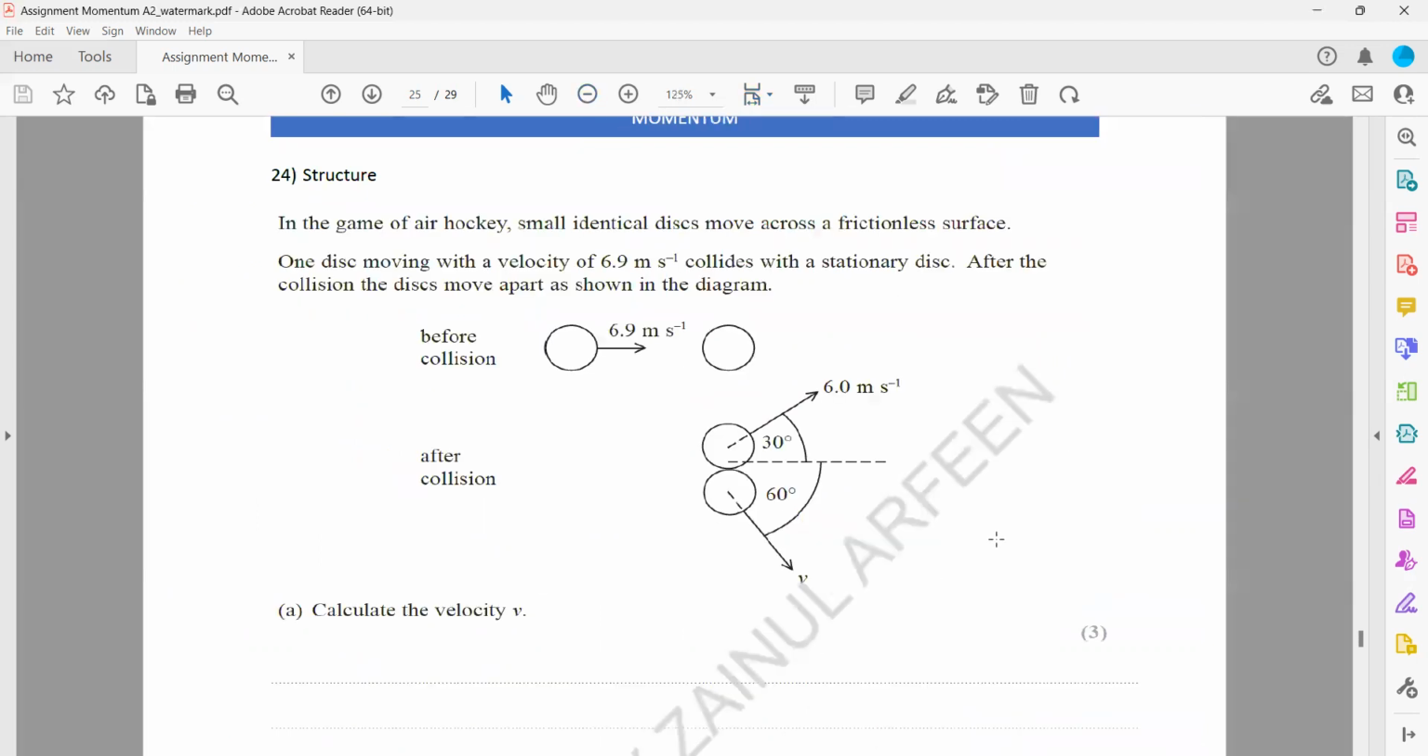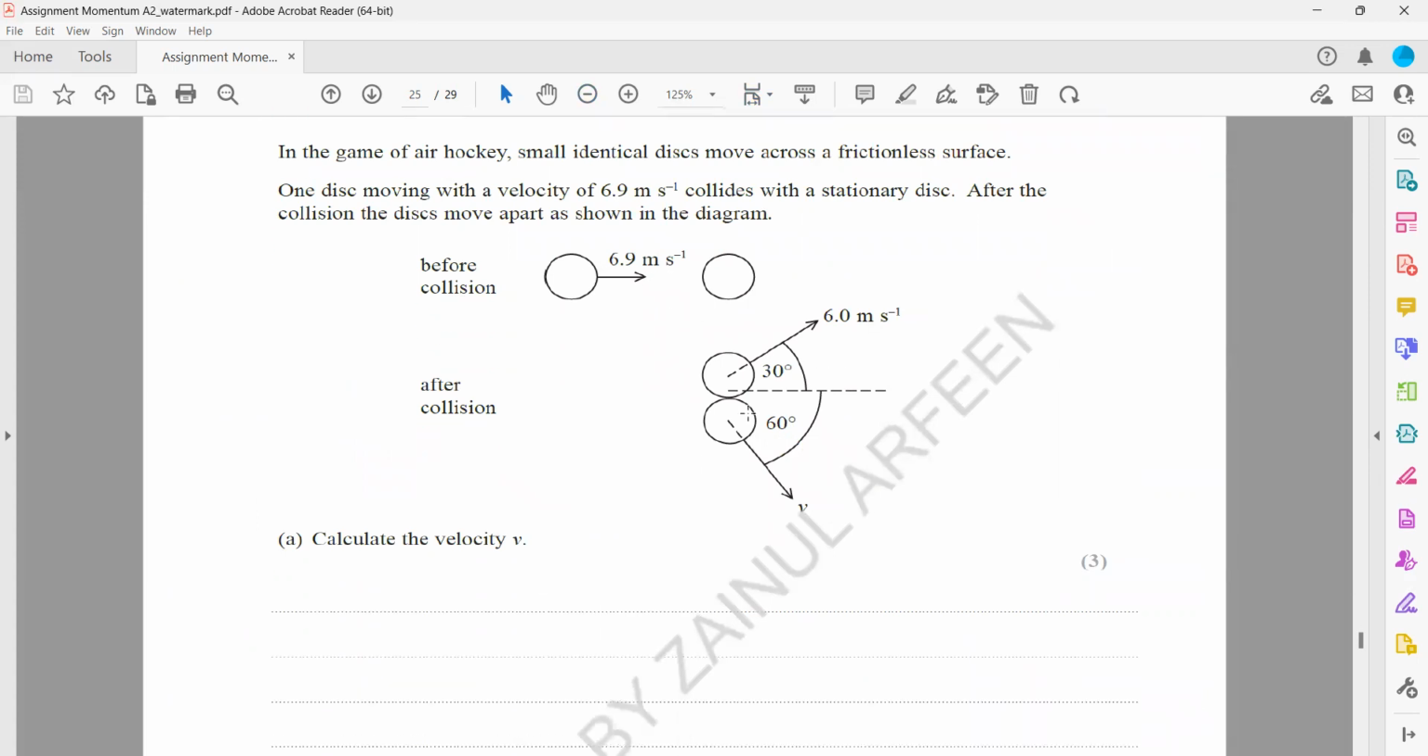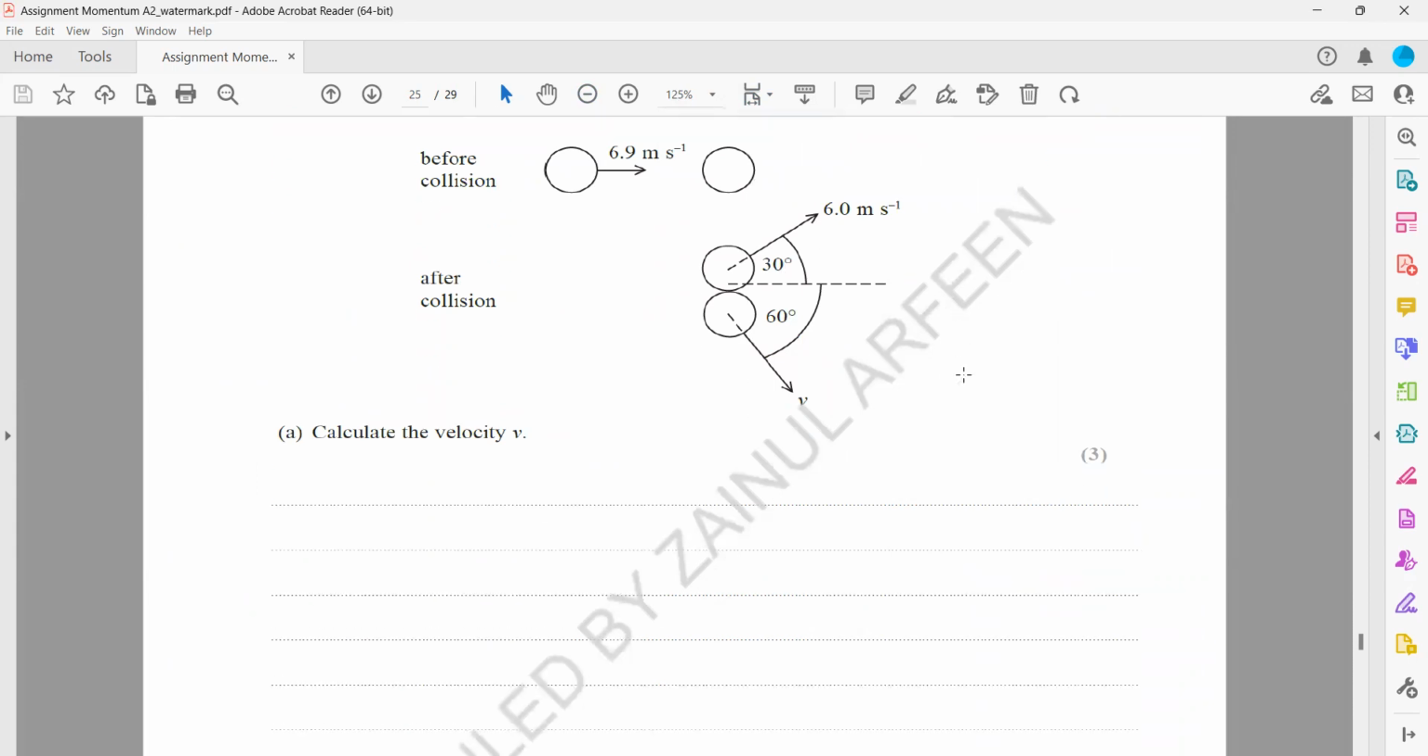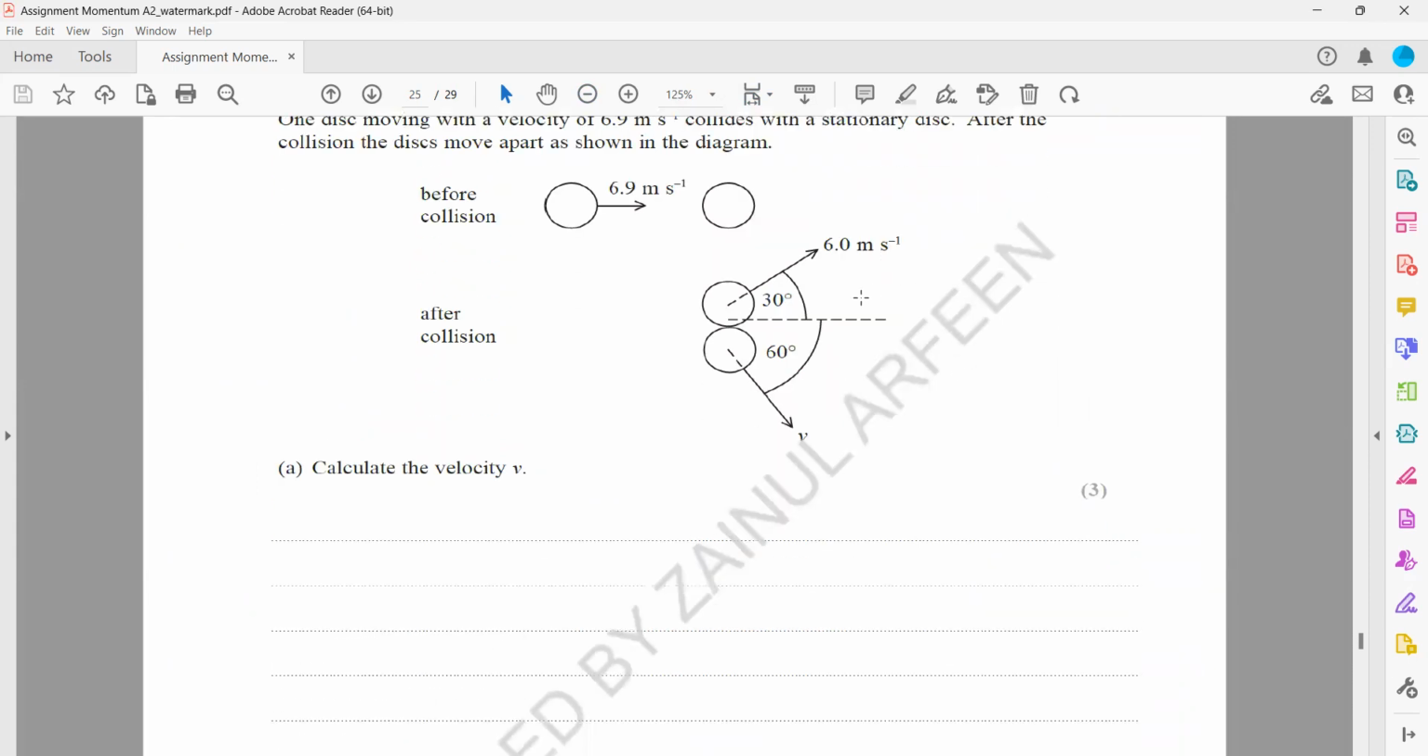Okay. Question 24: in a game of air hockey, small identical discs move across a frictionless surface. One disc with a velocity of 0.6 collides with a stationary disc. After the collision, the total angle is 90 degrees. So this shows that the collision should be elastic. Calculate the velocity v1.